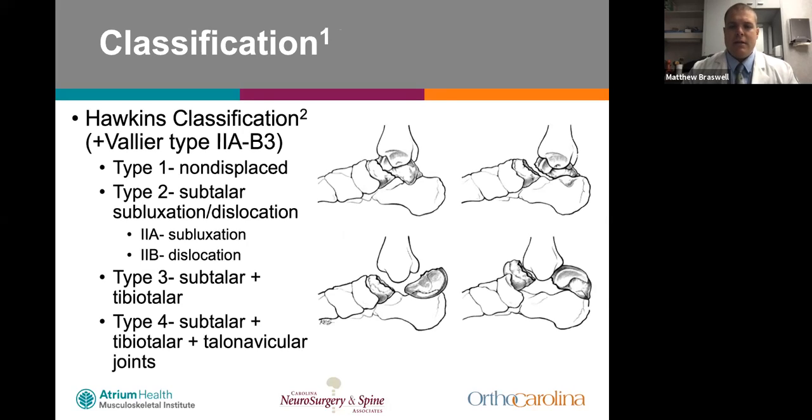So Hawkins, again, subdividing these talar neck fractures. Type 1 is non-displaced. Type 2 is involvement of subtalar joint. Type 3 adds the tibiotalar joint, and then type 4 is a pantalar dislocation. And the Vallier et al. paper subdivided the type 2s into 2A and 2B based on whether the subtalar joint was subluxated or completely dislocated, because they found a significant difference, almost 20% difference in the rates of post-traumatic arthritis based on whether the joint was fully dislocated or not.